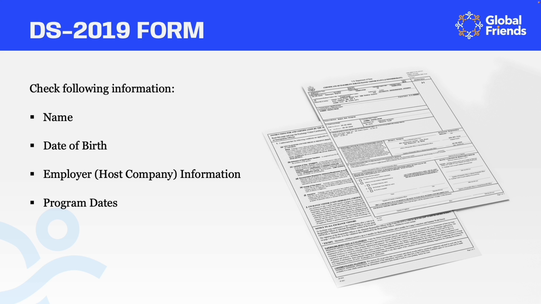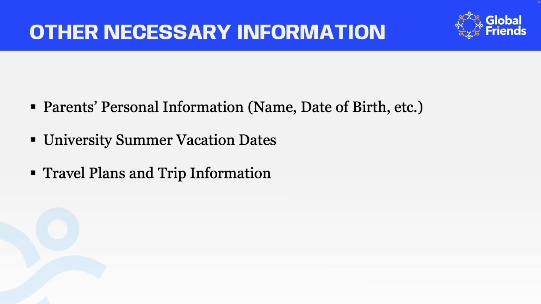It is totally fine. Okay, and make sure you have checked all the information, specifically your name, date of birth, employer, also known as host company information, and your program dates. And the other information that you're gonna be using for this form are your parents' personal information, so basically their names, their dates of birth, etc., and your university summer vacation dates. If you do not know your exact university summer vacation dates, please ask your assigned manager, or also we're going to be sending you a table with official summer vacation dates as well.